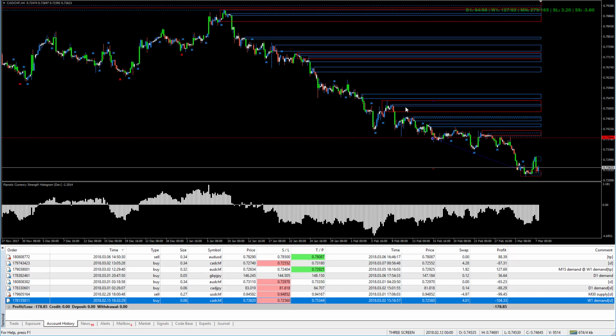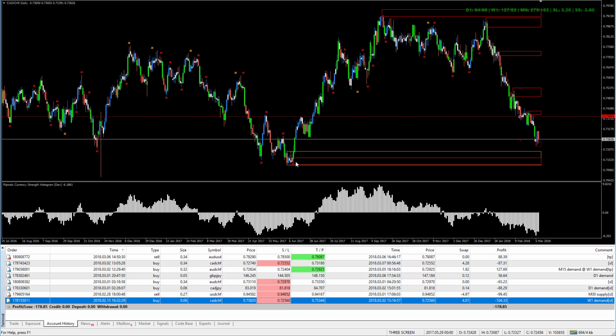But it looks like we're kind of forming a base here. You can see the currency strength histogram that we are seeing. We're seeing kind of higher lows on the strength information and lower lows on price. So it looks like we're losing some momentum down here on the bottom. You can see that we're approaching this really nice area of demand just down here. So what we're going to do is actually put an order in to buy just down here.